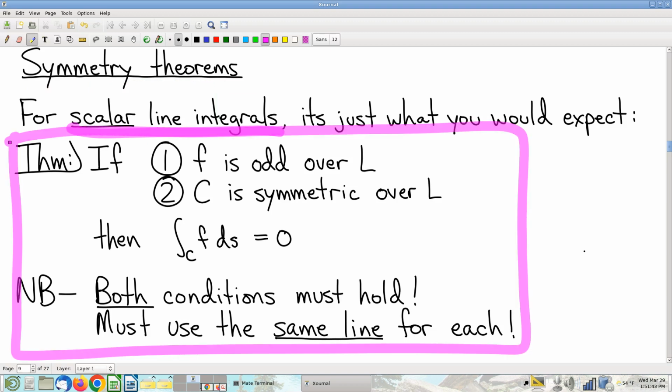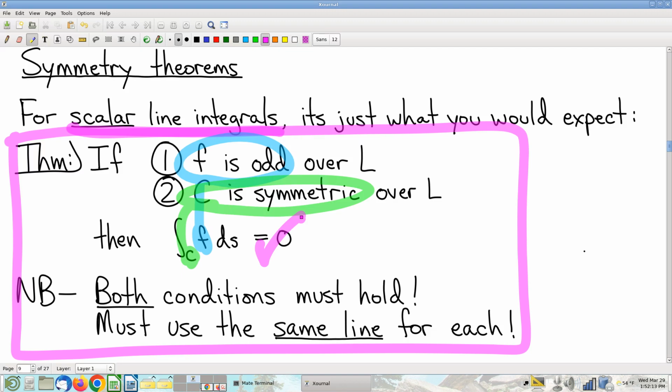Symmetry theorem. I want you to notice, I've deliberately laid this out on the page really similarly to the way I laid out the previous statements of symmetry theorems for double integrals and for triple integrals. Because this is morally equivalent. If the integrand is odd, if the domain, in this case a curve, is symmetric, then your integral is 0.